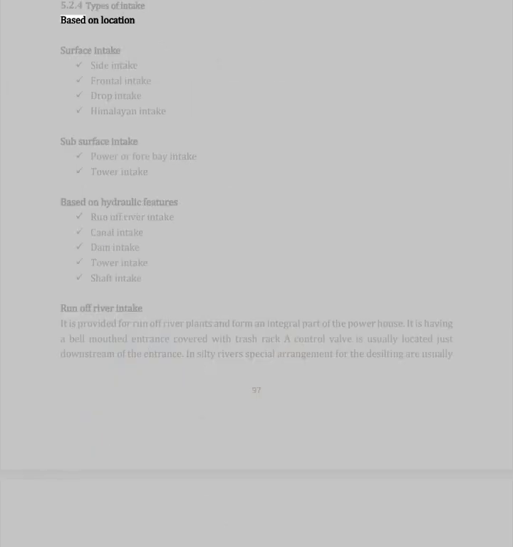5.2.4 Types of intake based on location. Surface intake, side intake, frontal intake, drop intake, Himalayan intake. Subsurface intake, power or four-bay intake, tower intake. Based on hydraulic features: run-of-river intake, canal intake, dam intake, tower intake, shaft intake.